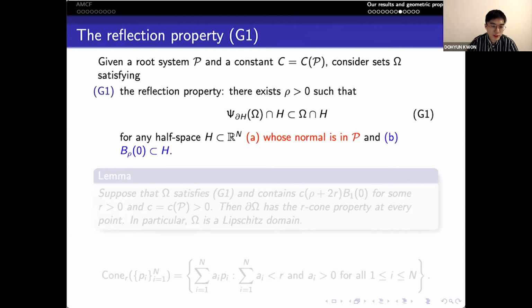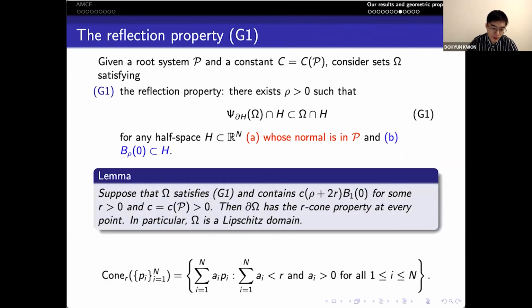Okay, so under this condition, we can define a new geometric property called G1. So it satisfies the reflection property, and then whose normal is in some set P, and then we have some condition on also H. Okay, so this is our lemma.